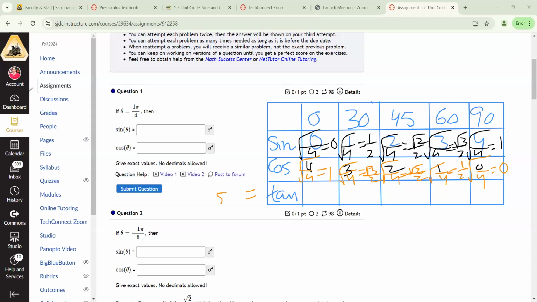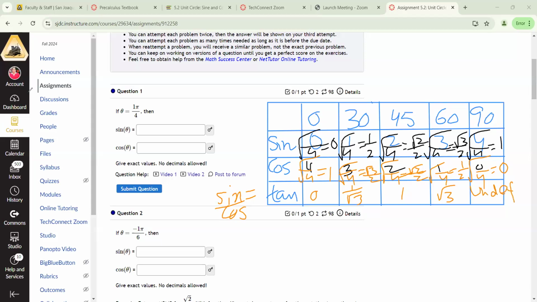Tangent is a division of sine with cosine. So 0 over 1 gives me 0. This would give me 1 over square root 3. This is 1. Here is square root 3. Here is undefined.